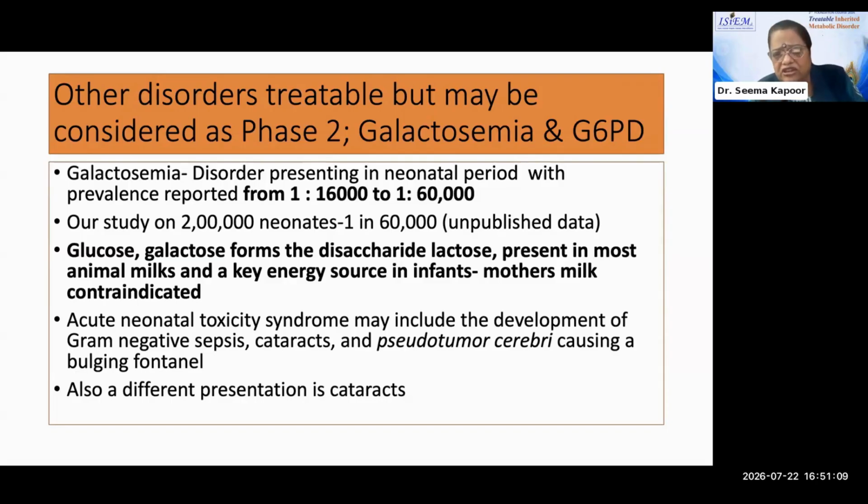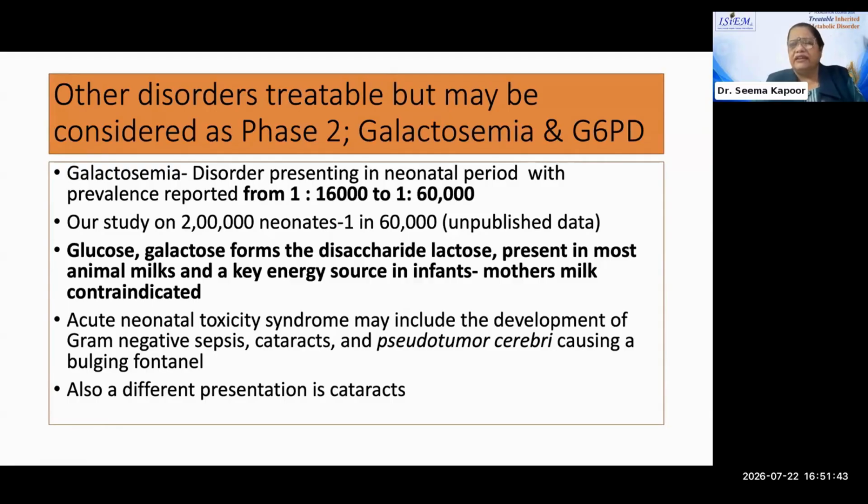The analyte that you check can be 2. We'll just show you. And what does it lead to? It leads to gram-negative sepsis, development of cataracts, pseudotumor cerebri, and a bulging fontanelle presentation. For another variant, the presentation is cataracts. So, galactosemia can be checked by using total galactose or the enzyme GALT. If you use both in combination, it gives you a very good idea.